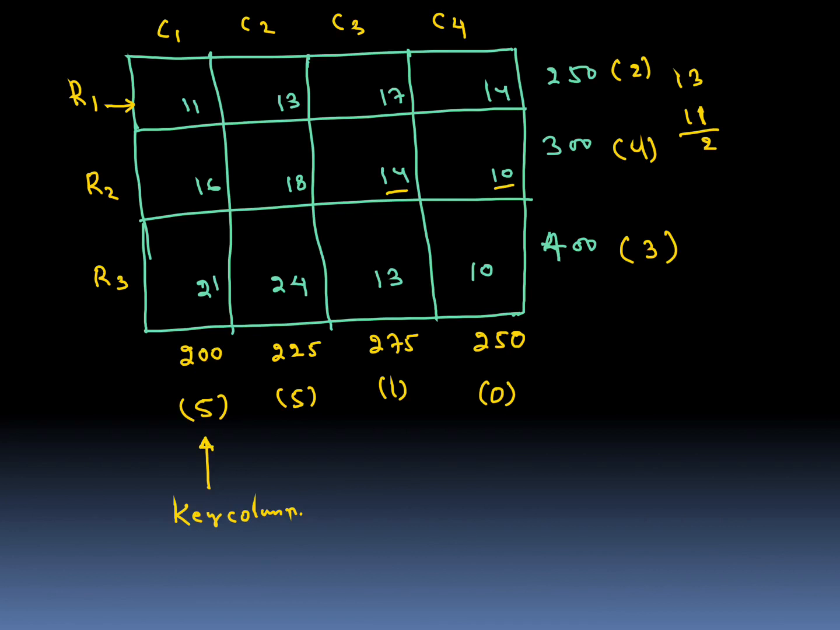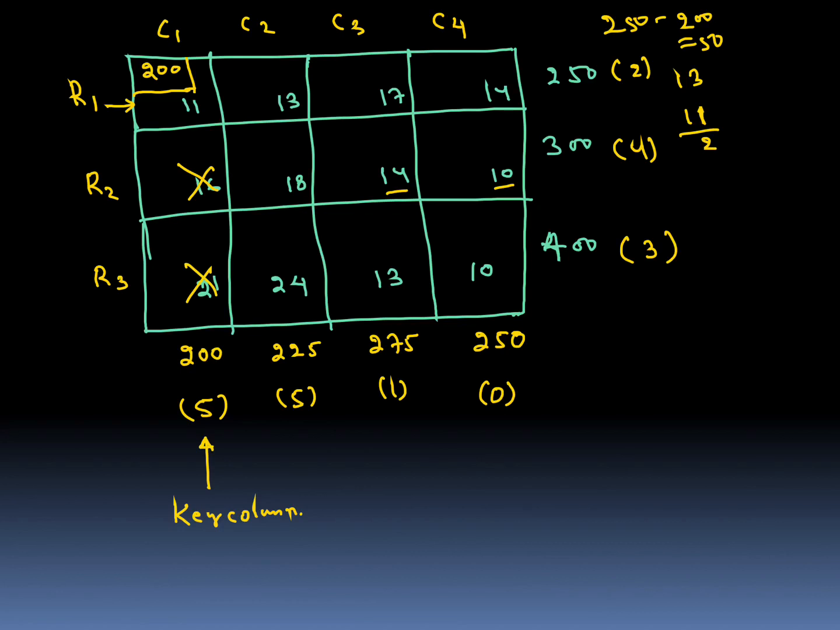250 and 200. 200 is the demand, 250 is the supply. So we allocate the minimum one, which is 200 here. So we will allocate 200 here. For column 1, balance is 0. So we can cut 16 and 21. And here for 250 we will write 250 minus 200. Now the new supply for row 1 is 50.